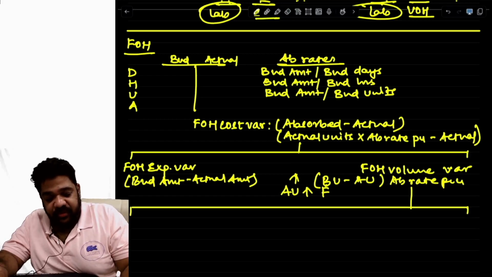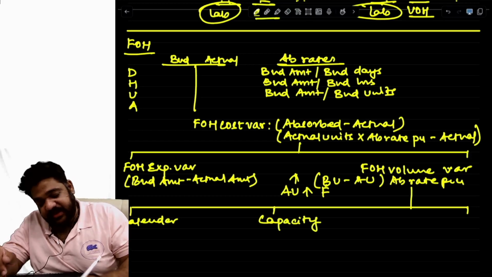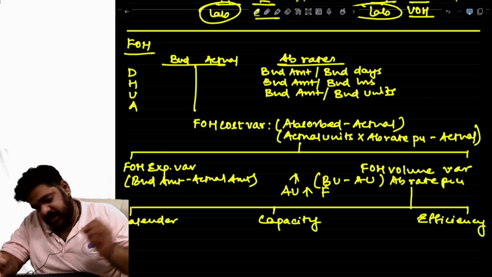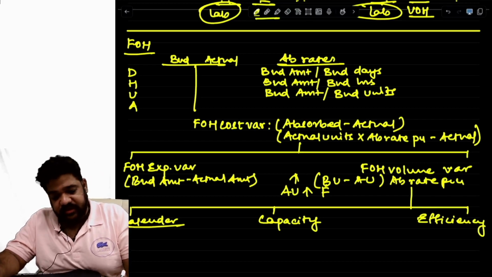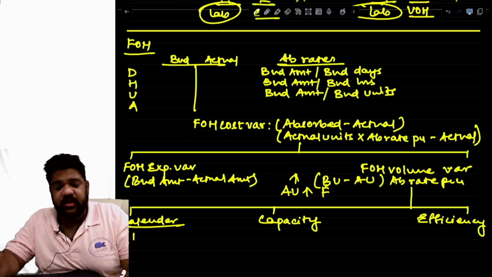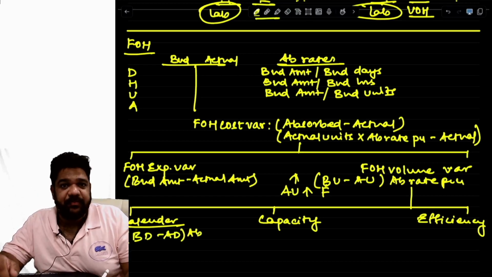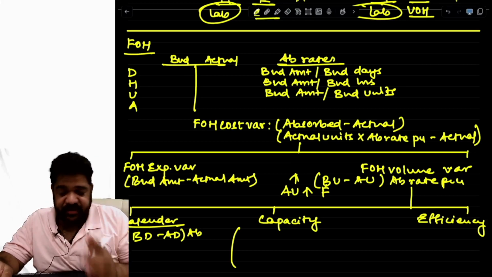Then you have three sub-variances for this. You have the calendar, the capacity, and the efficiency. Now, what do you do under the calendar variance? It is the difference between the days. So, budgeted days minus the actual days into absorption rate per day. Capacity and efficiency, pay attention.